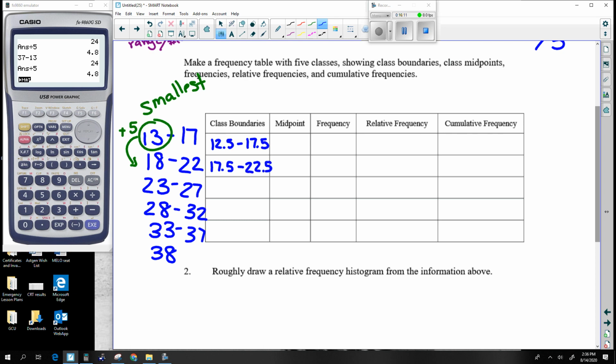22.5. Now notice how the first boundary, 12.5 to 17.5, is now technically touching the second boundary that begins at 17.5. So these things are now touching right there. So we are now creating mathematically a histogram. So this would be 22.5 to 27.5, 27.5 to 32.5, 32.5 to 37.5. And there are your actual class boundaries.